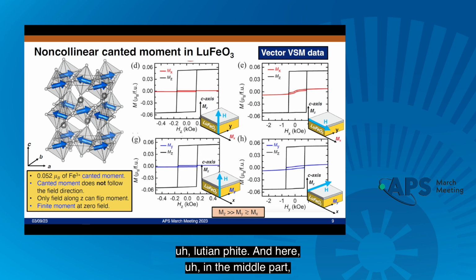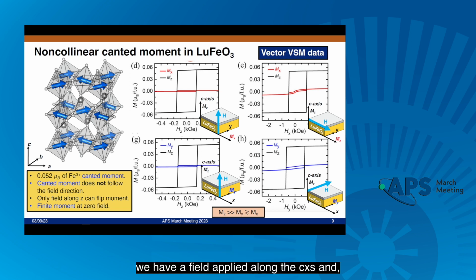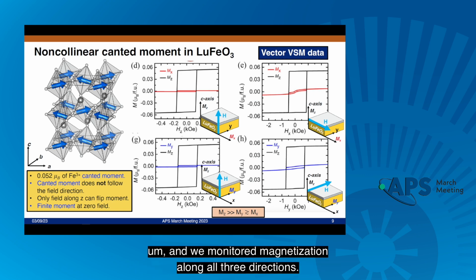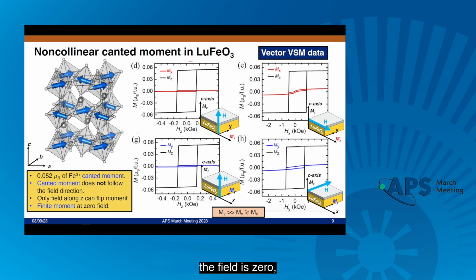And here, in the middle part, we have a field applied along the c-axis. And we monitor the magnetization along all 3 directions. And here you can see that even when the field is 0, you can still see a moment along the c-axis almost saturating, and it's around 0.052 Bohr magneton, and that's roughly 1% of a full iron moment and roughly 1% of the YIG moment.